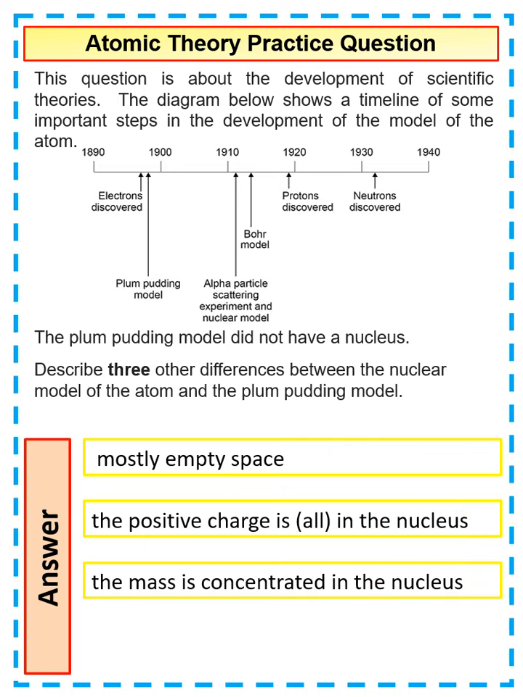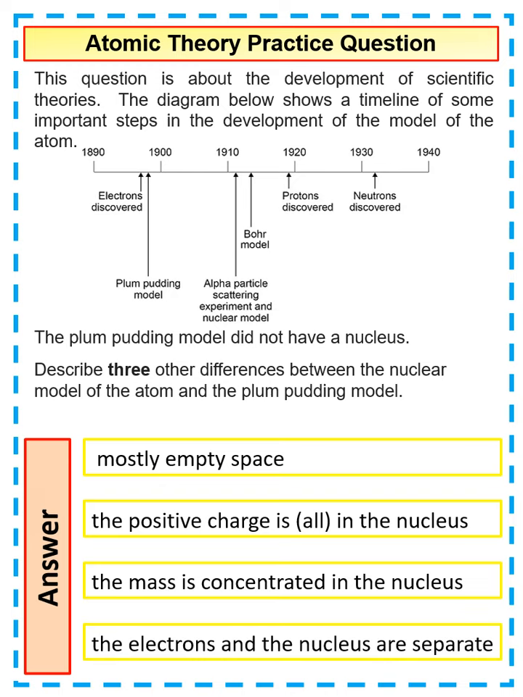We can talk about most of the mass being concentrated in the nucleus, whereas in the plum pudding model, we implied that the mass was dotted throughout. And the electrons are separate from the nucleus, whereas in the plum pudding model, they're in that ball of positivity. So that's just a few key things that we need to think about when answering a question about atomic theory.